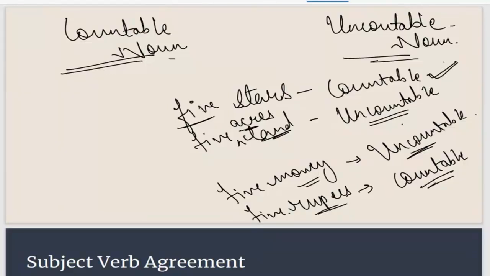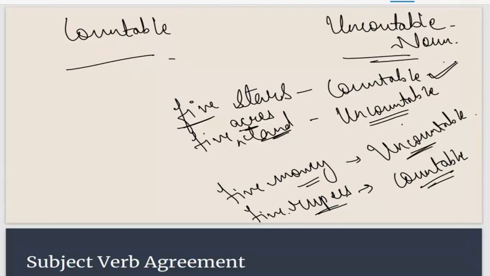So this is the easiest way to identify countable and uncountable noun. Just use any number of your choice before it and analyze it on your own. Can we use this word with this number? Is the usage of the word with this number correct or not? If it is correct, then that word is countable, and if it is not correct, then that word is uncountable. Is countable and uncountable noun clear to all of you?